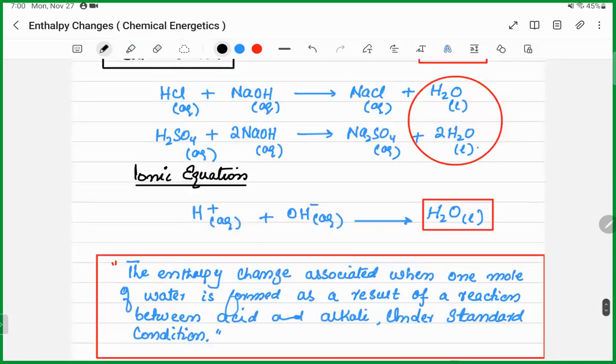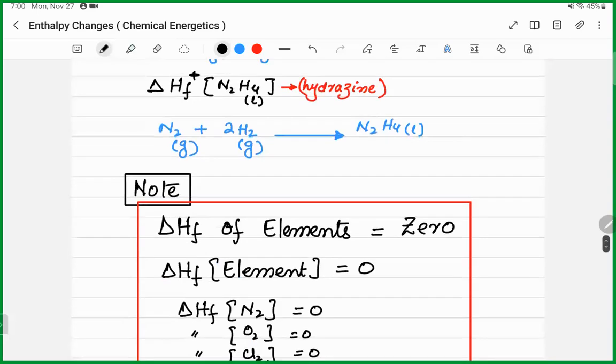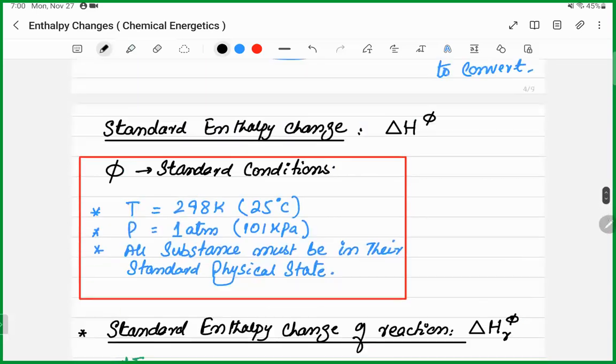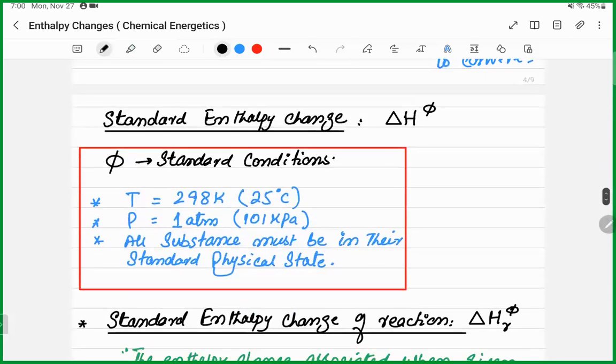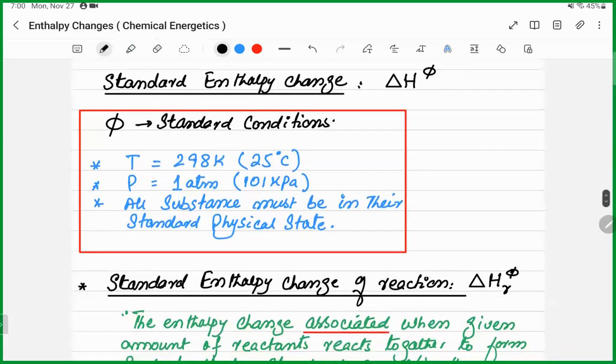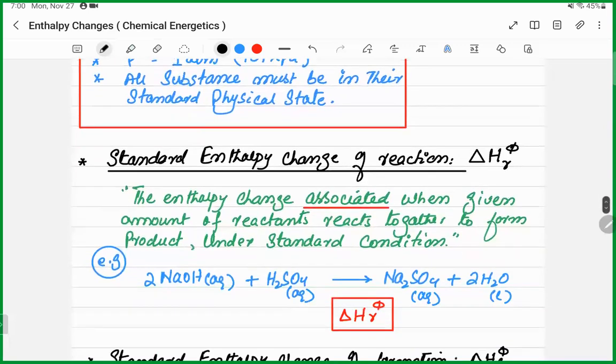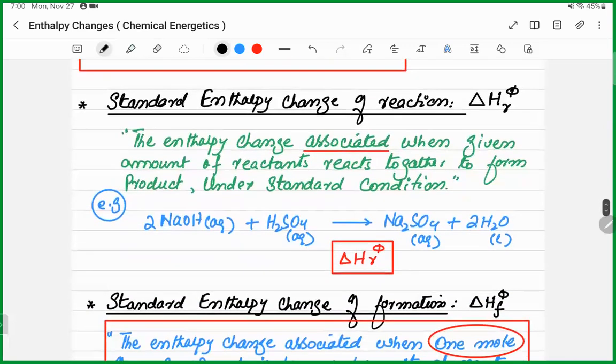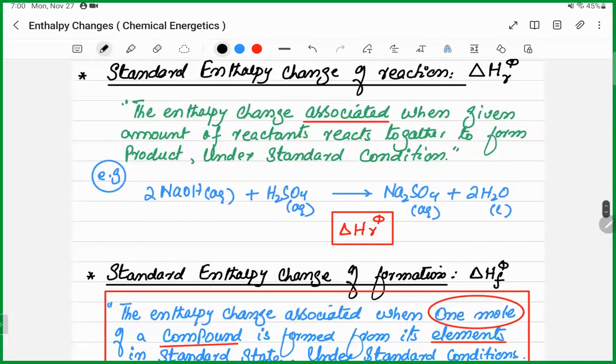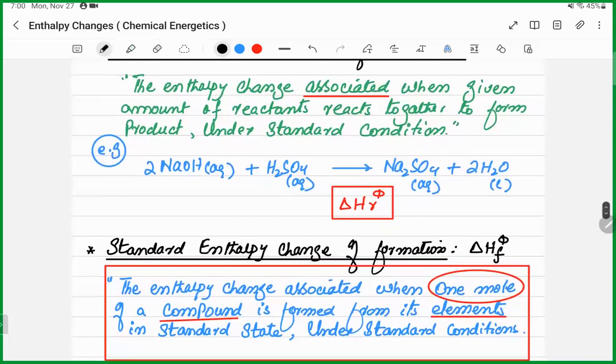Done? देखिए, now up till now we have covered 3 definitions आज की class में. We started with the standard condition. Now you should memorize the standard condition: temperature 298 Kelvin, pressure 1 atm. All substances must be in their standard physical state. Standard enthalpy change of a reaction, delta HR: enthalpy change associated when a given amount of reactants react together to form product under standard condition.